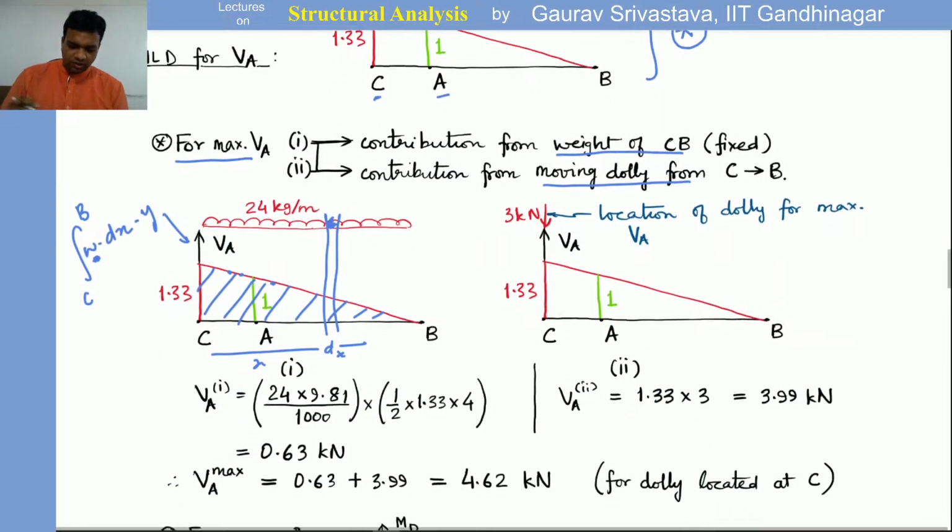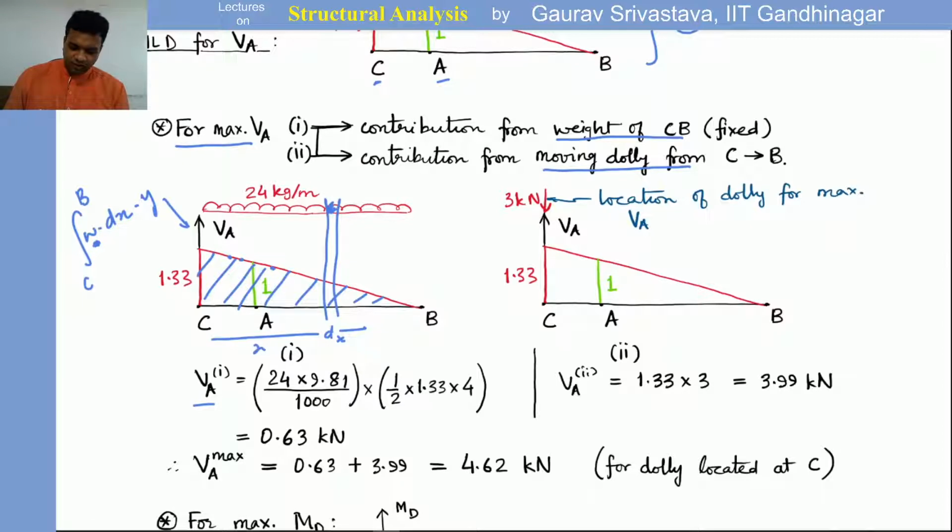Okay. So for the first contribution to VA, we have the weight, which we have multiplied by the gravitational acceleration, and then this is the area under the ILD. So this is the area.